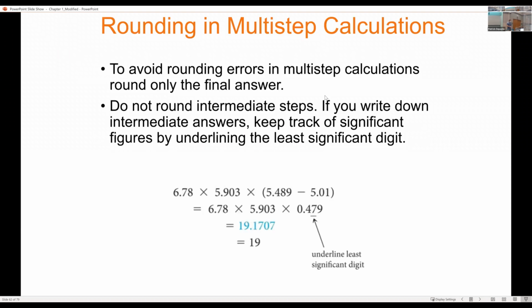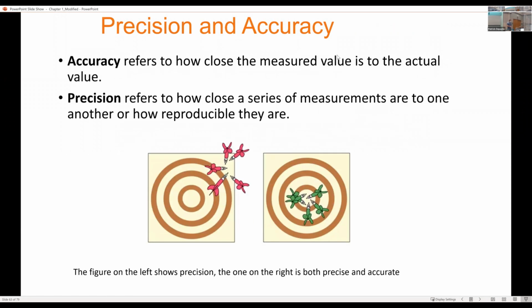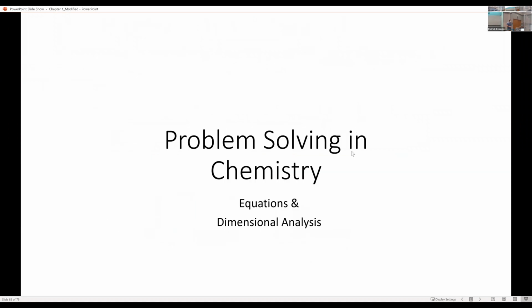Rounding, we know how to round. Rounding and multi-step, I think we're good with that. Precision and accuracy, we talked about already. Okay, so any questions before we start unit dimensional analysis?